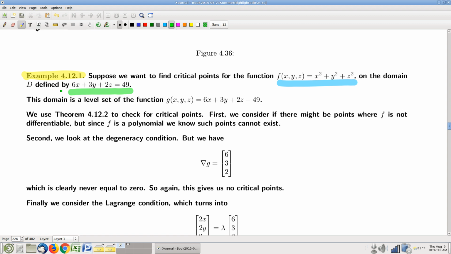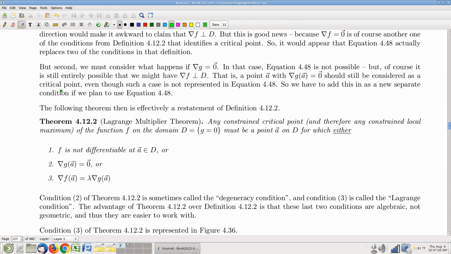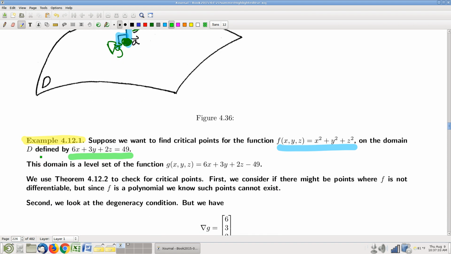Okay, so we have a process. Here it is. Lagrange multiplier theorem. Check and see where the function fails to be differentiable. That's the objective function. Where does f fail to be differentiable? Oh, well, that's easy. The function's a polynomial. It never fails to be differentiable. So, cool, right? There are no differentiability critical points.